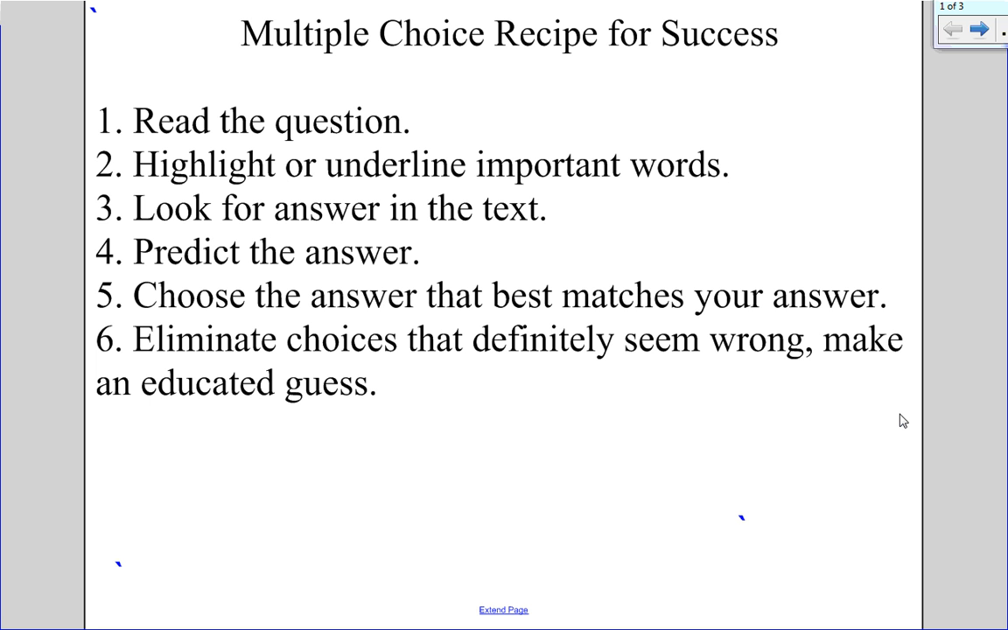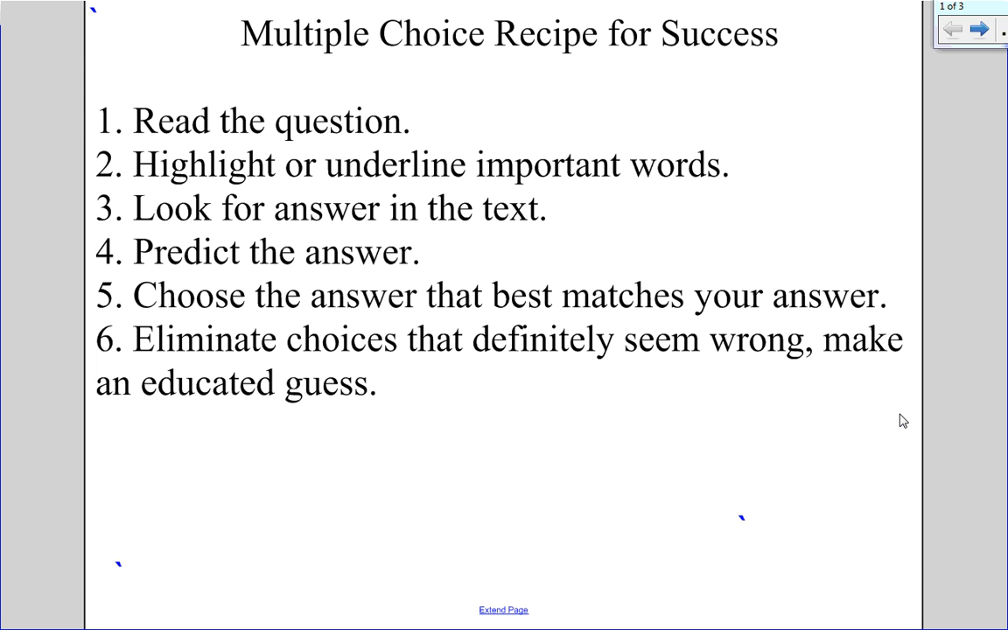First, you want to read the question. Then, you should highlight or underline any important words in the question. This will make sure that you understand the question clearly. Some examples of important words are most, not, mood, opinion, and theme. Then you should go back and look for the answer in the text. I always recommend actually highlighting, underlining, or circling where you find the answer.